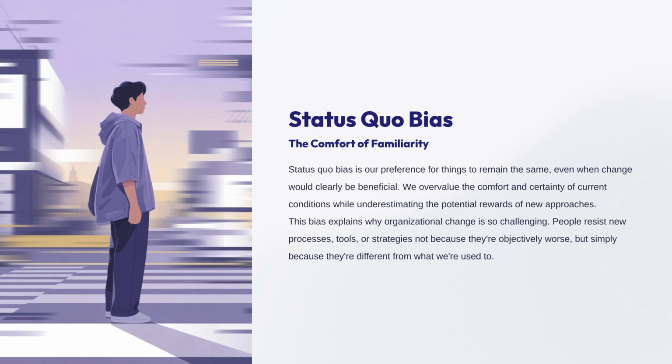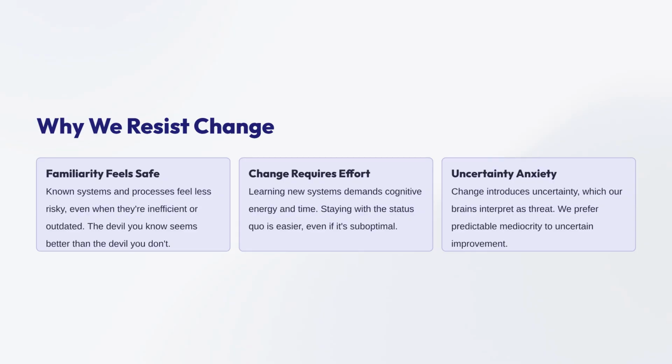Status quo bias is our preference for things to remain the same, even when change would be beneficial. We overvalue the comfort of current conditions. This bias explains why organizational change is so challenging, as people resist new processes simply because they are different. We resist change because familiarity feels safer, even if current systems are outdated.